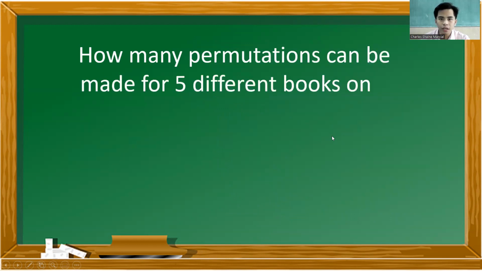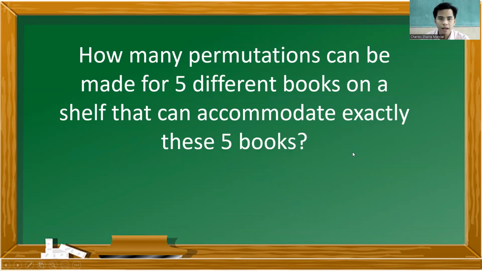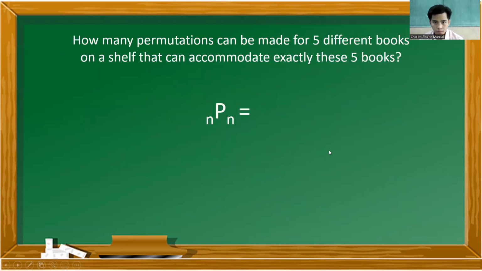How many permutations can be made for 5 different books on a shelf that can accommodate exactly these 5 books? Okay, so ibig sabihin lahat nakuha. Lahat ma-accommodate yung 5 books. So ang gagamitin nating formula is yung taken n at a time. So we have nPn is equal to n factorial. So we have 5P5 is equal to 5 factorial.